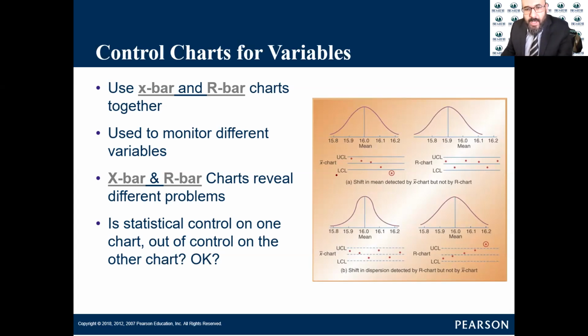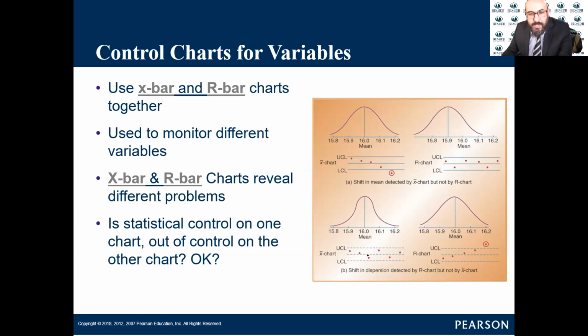So for example, here we use the X chart, and we found that there is one point that is out of control. However, if we use the R chart, we see that the process is in control because there is no data outside the limits. What does that mean? That means a shift in the mean is detected by the X chart, but not by the R chart. The mean has been shifted.